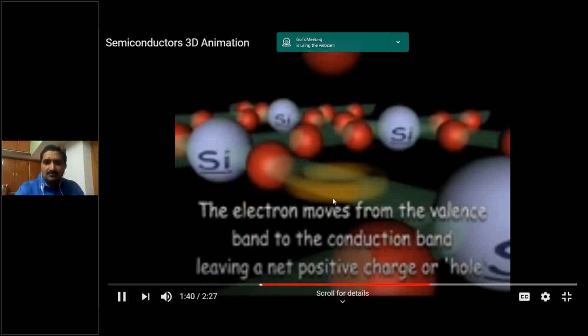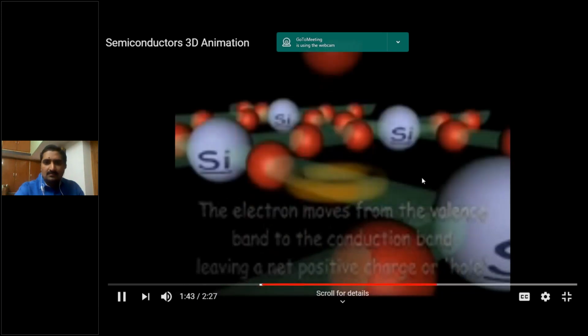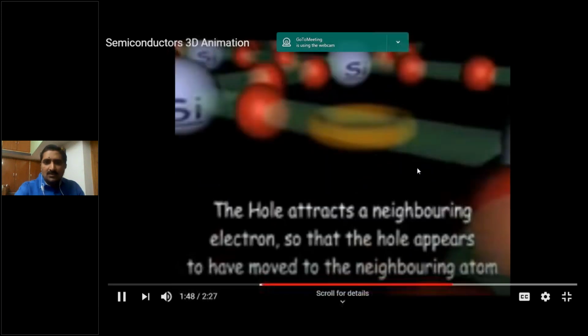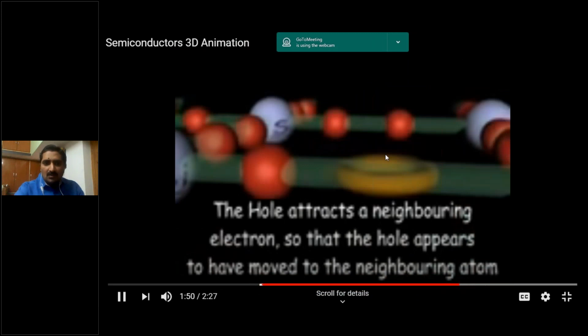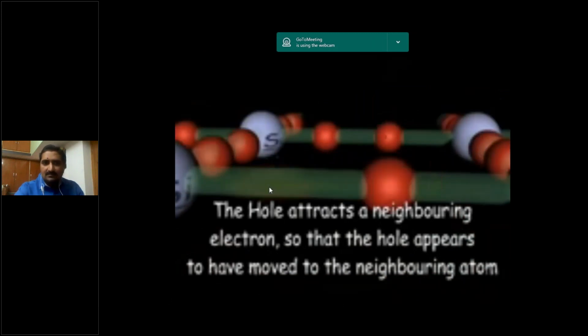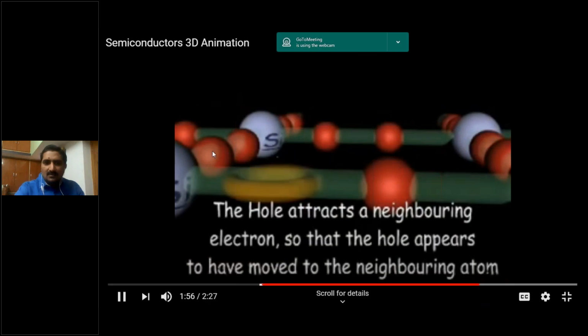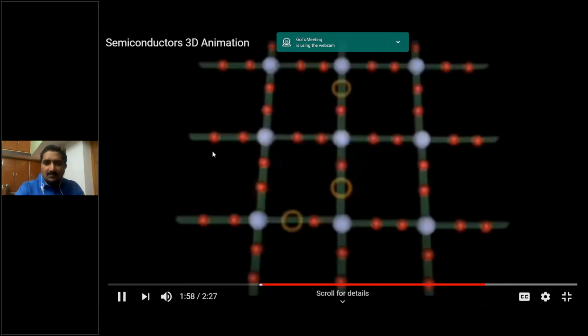So here the hole creates an empty site. This hole attracts the neighboring atom's electron. So the hole here is replaced by this atom's electron, and the empty space is occupied by the electron.